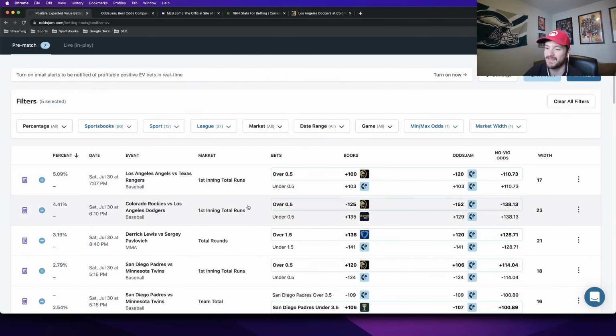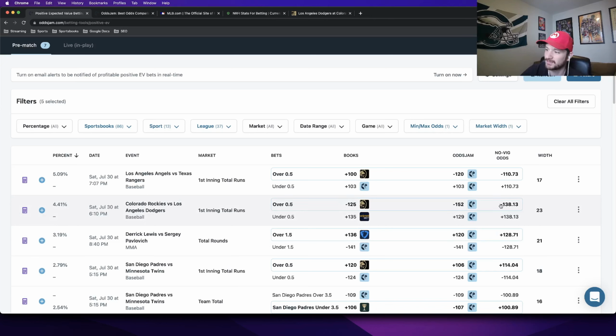And the play that I have identified as one that I really like is this Yes Run First Inning in the Rockies versus Dodgers game. I think this is the one that I have identified as my favorite bet. Let's just talk about the logic and everything behind it. First, we'll start with the math.